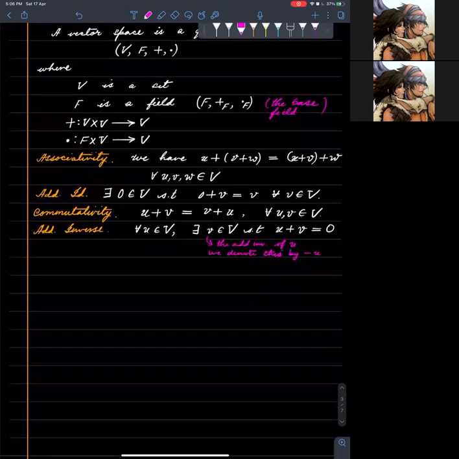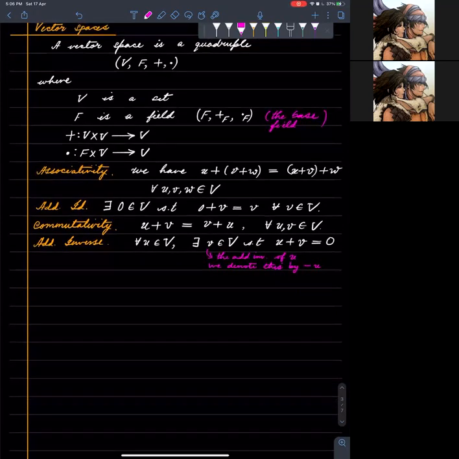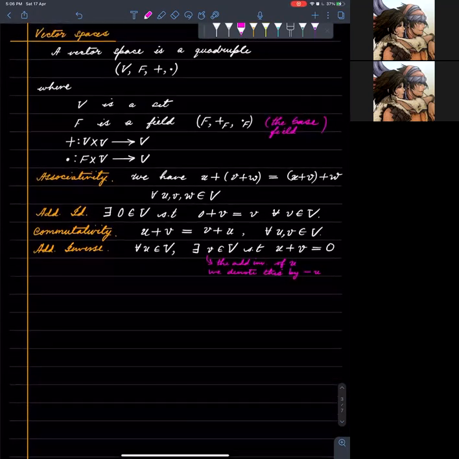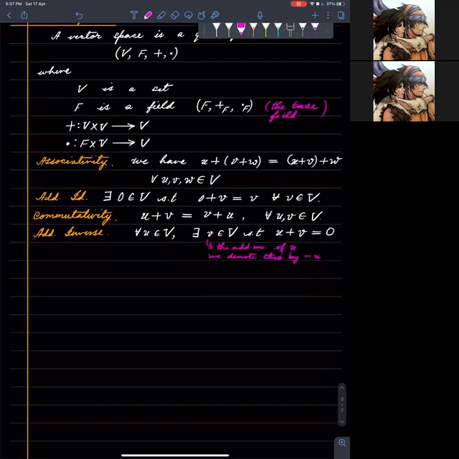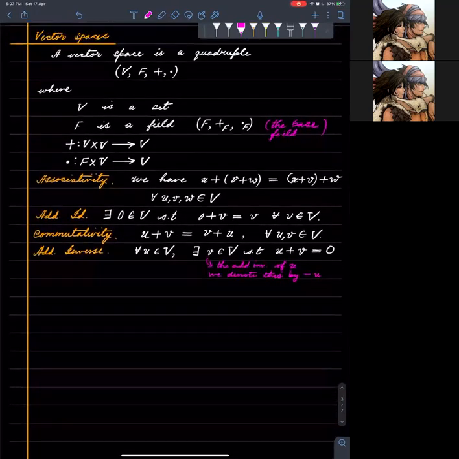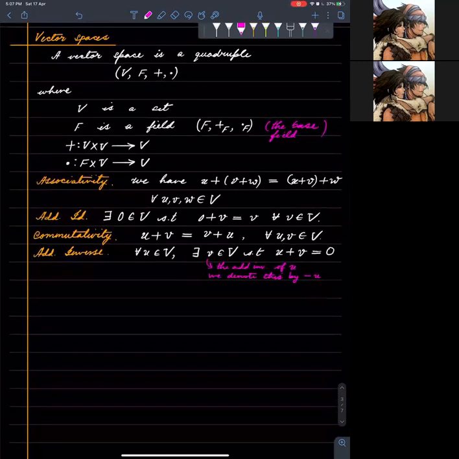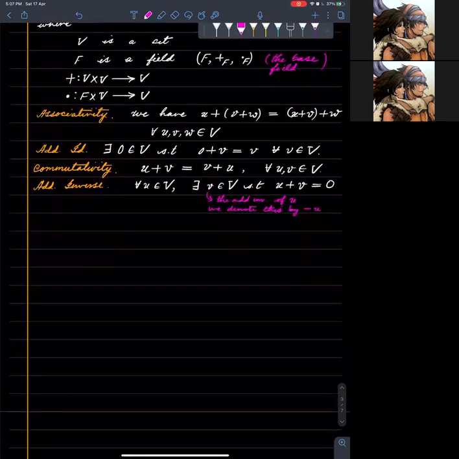So it's the same axioms that we insisted on for a field. Whenever there is something we want to call addition, we insist on these axioms. If you know what an abelian group is, you recognize that all we are saying is that V along with plus forms an abelian group. But we don't need to know about abelian groups at all for this course.